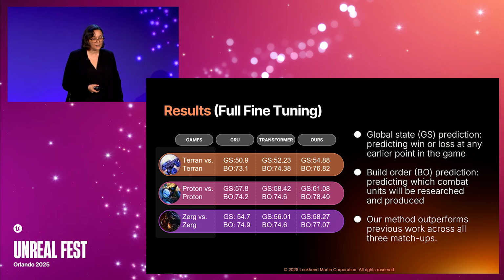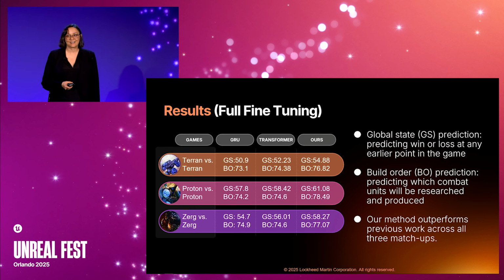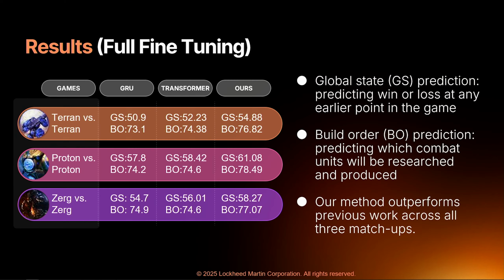And basically, I see a typo. It should be Protoss versus Protoss, not proton versus proton. The hazards of spell checking. Basically, we're trying to see how we perform at those two tasks.